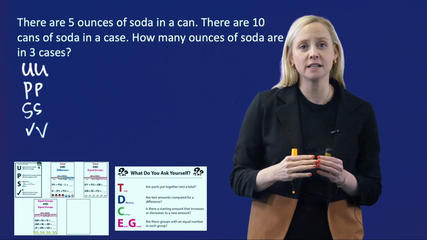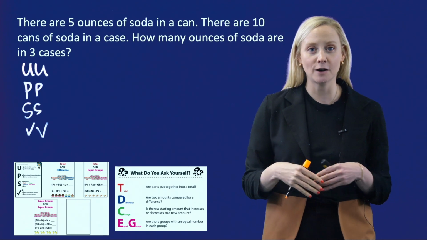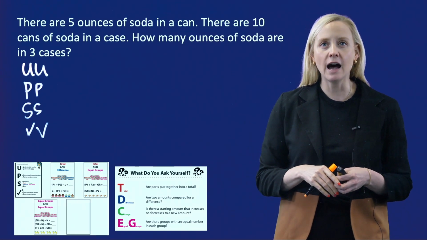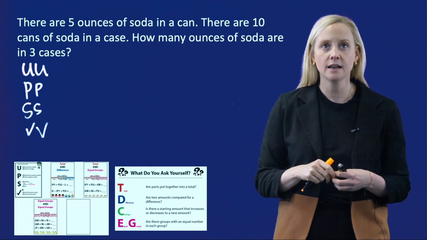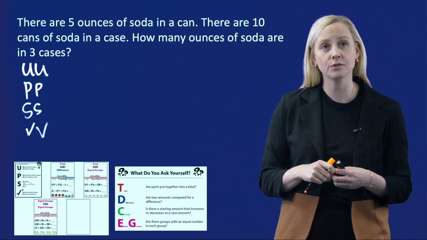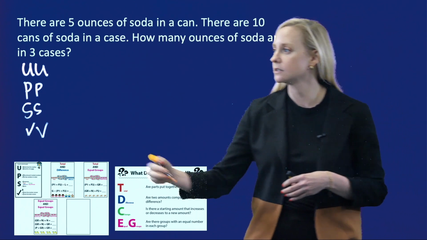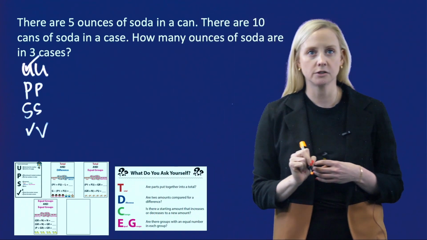Our first U stands for understand by reading, so let's read our problem. It says there are 5 ounces of soda in a can. There are 10 cans of soda in a case. How many ounces of soda are in 3 cases? I feel like I've understood the problem. I'm going to check off my first U.